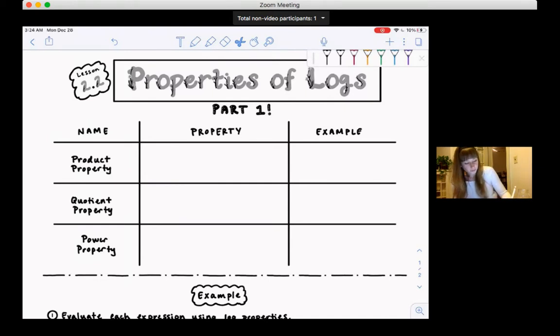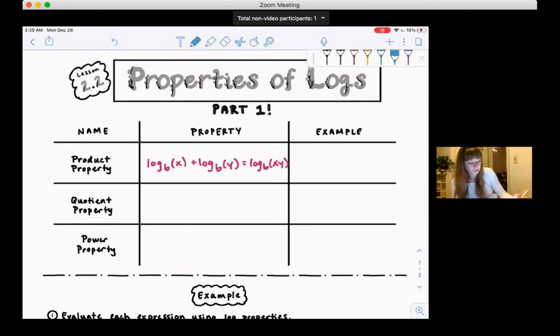Okay, so product property. This says that if you have 2 logarithms and you're adding them, so like log base b of x plus log base b of y, that's the same as a single log where the stuff inside is being multiplied. So basically, adding on the outside is the same as multiplication on the inside.